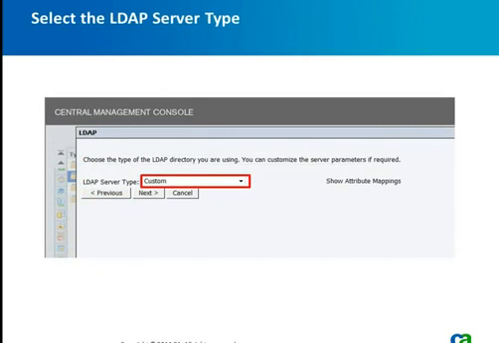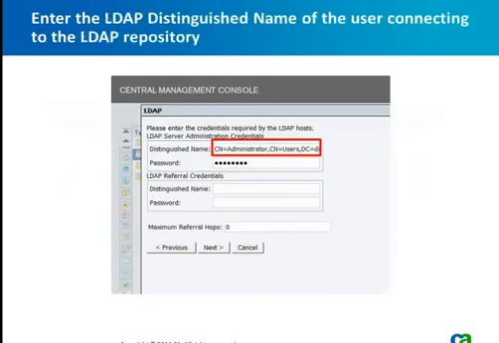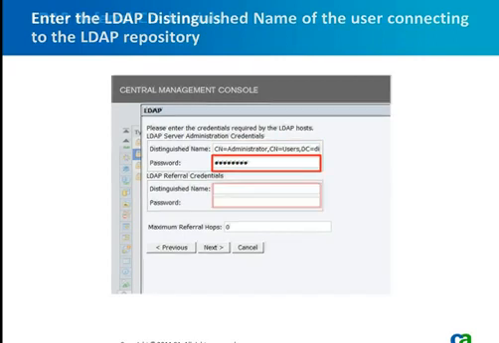Select the LDAP server type from the drop-down. If you are using Windows Active Directory, select Custom. Then click Next. In the Base LDAP Distinguished Name field, enter the search base. Then click Next. In the Distinguished Name field, enter the LDAP DN of the user who has access to the LDAP server. In the Password field, enter the password for this admin user.